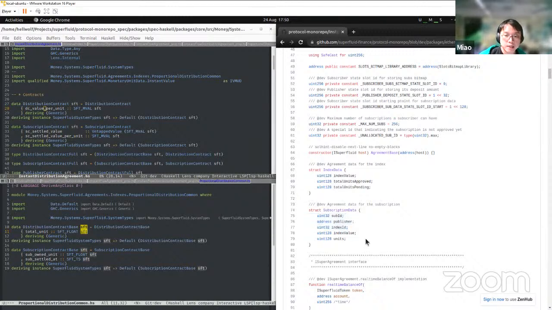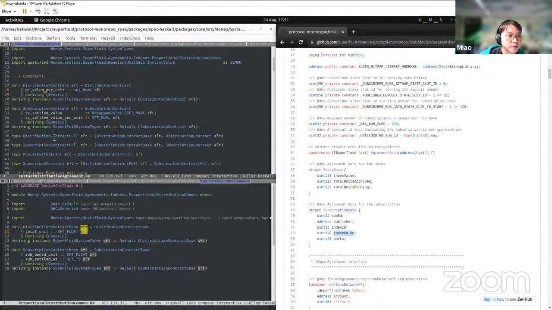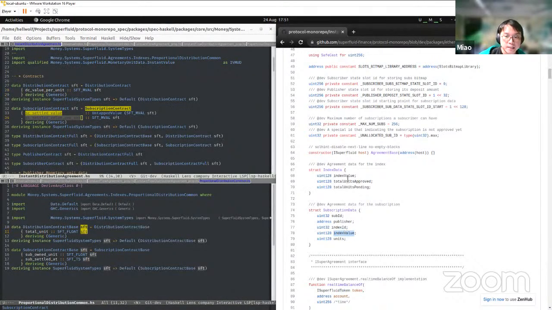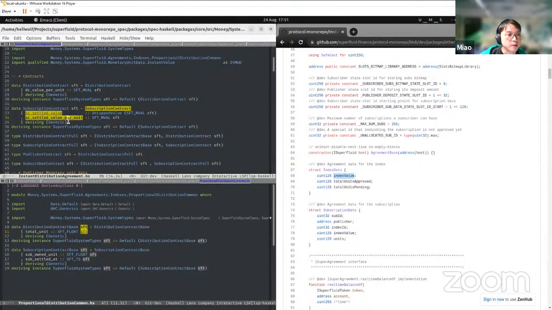But actually, what's important to the formula is the index value, which is wrongly named. Again, it should be called settled value per unit, right? So this is actually a copy of a certain index value at a certain point in time. So it's more like settled index value, right? So in the spec, it's called more clearly settled value per unit.